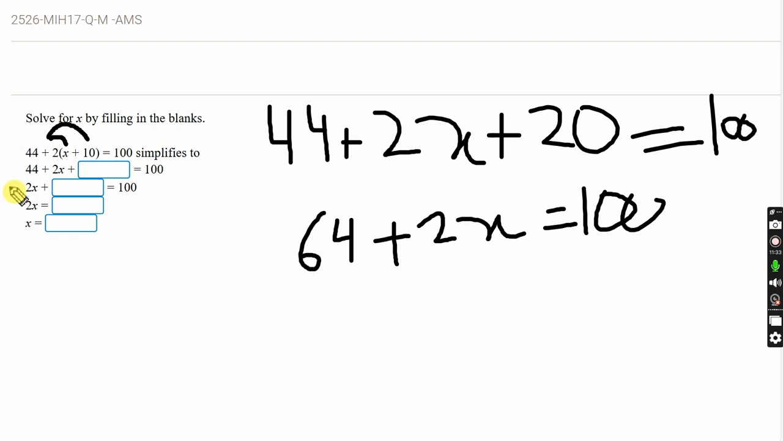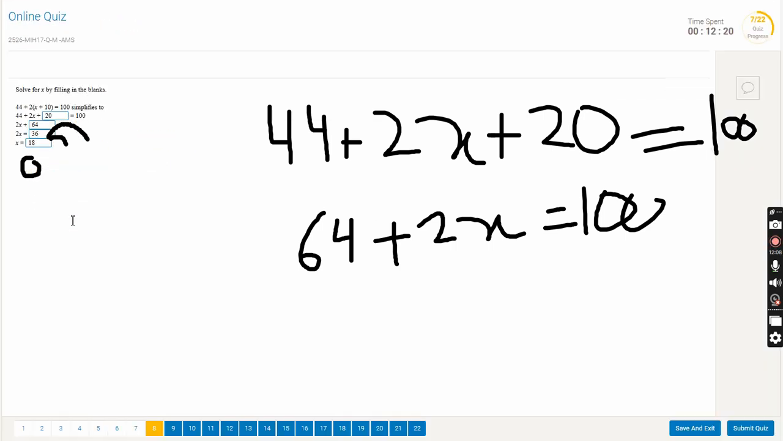Okay, but we have to do it step by step, so 2x plus 20. They just took the 2 and multiplied it inside, 2 by the x and 2 by the 10. And then the next one, 2x plus, now what did they do? They took the numbers and added them. So 44 plus 20, that gives you 64. Then they took the 64 to the other side, they subtracted it. What did they get there? They got 36. And then for the last one, 36 divided by 2 is how much? 18. There you go.